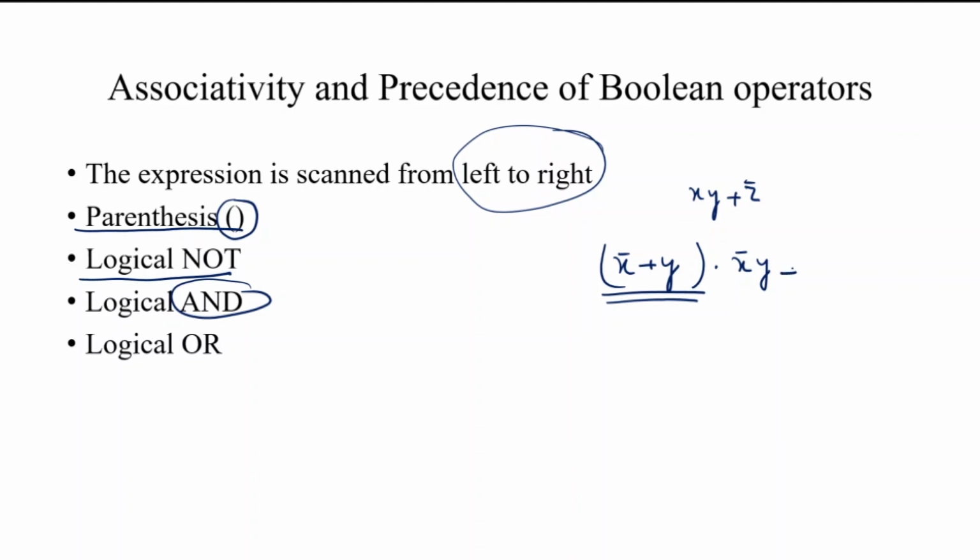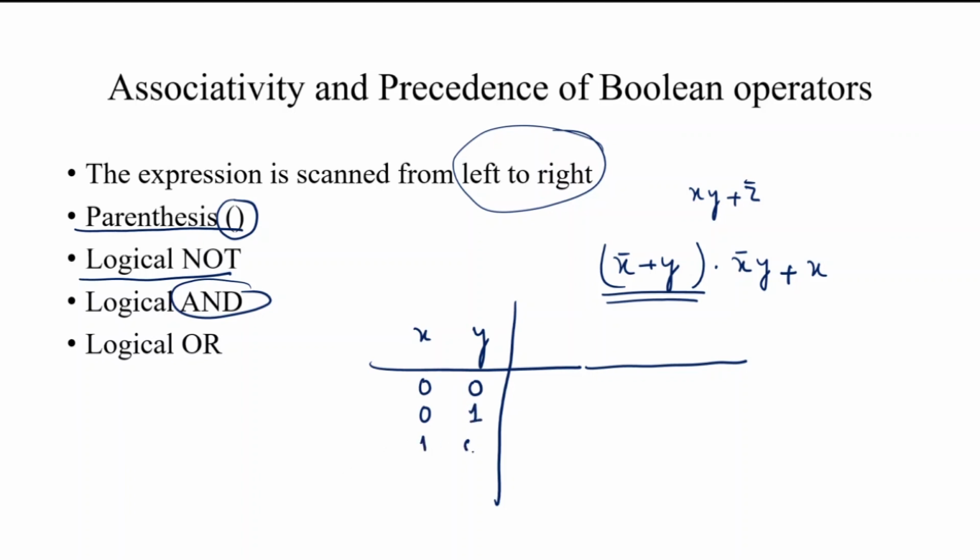Suppose this is also an expression: x complement plus y dot x complement plus x. What will be the output? When we evaluate it, there are only two variables, x and y, present in this expression. What are the possible input combinations? There are four possible combinations: both input variables are 0, 0; or 0, 1; or 1, 0; or both are 1, 1.